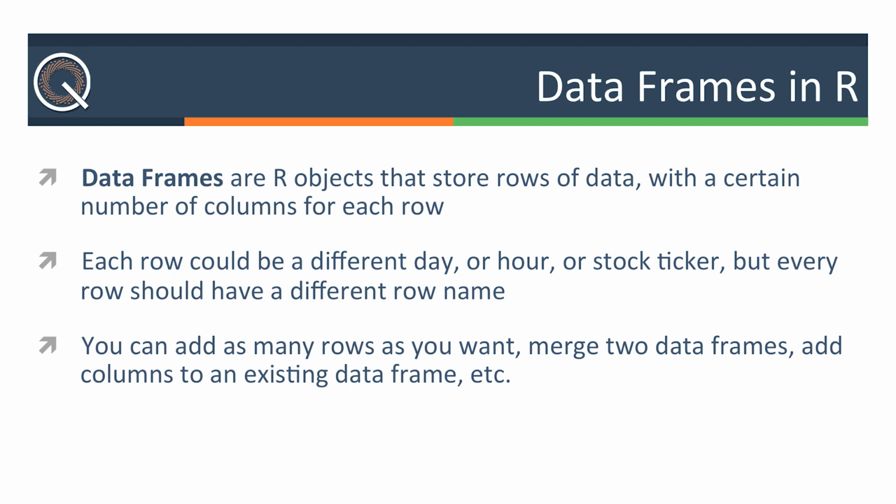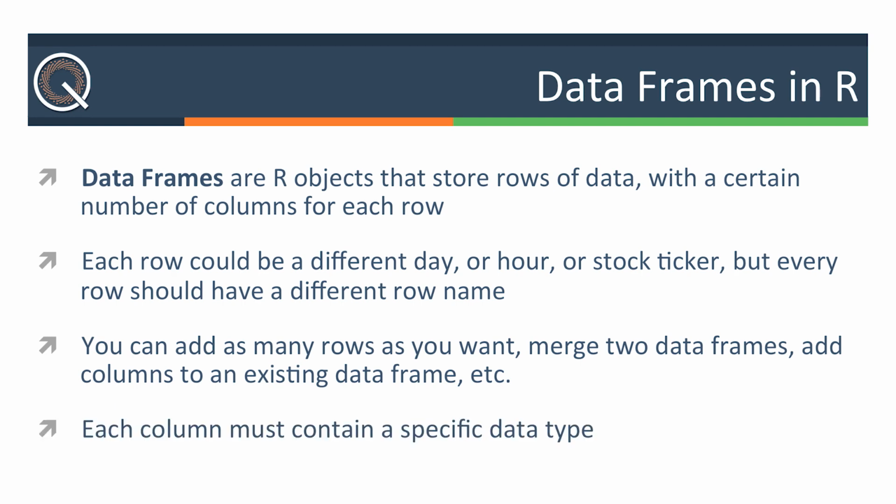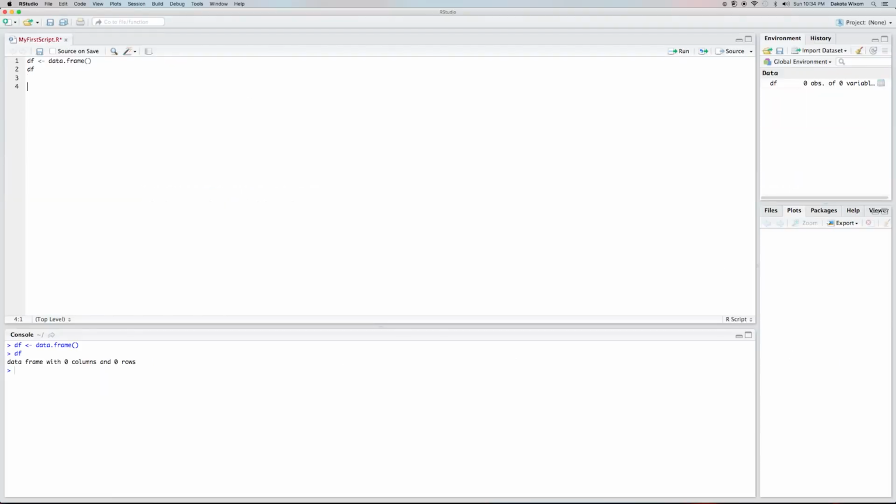And then each column has to be a specific data type. So if in column 1 you've got a bunch of dates, all of column 1 has to be a date. You couldn't pass in a number. In column 2, maybe you've got a bunch of numbers. You couldn't pass in a date. So just be aware of that. If that's a little confusing right now, it's going to make sense once you see the data frames in action. So we're going to go ahead and do that.